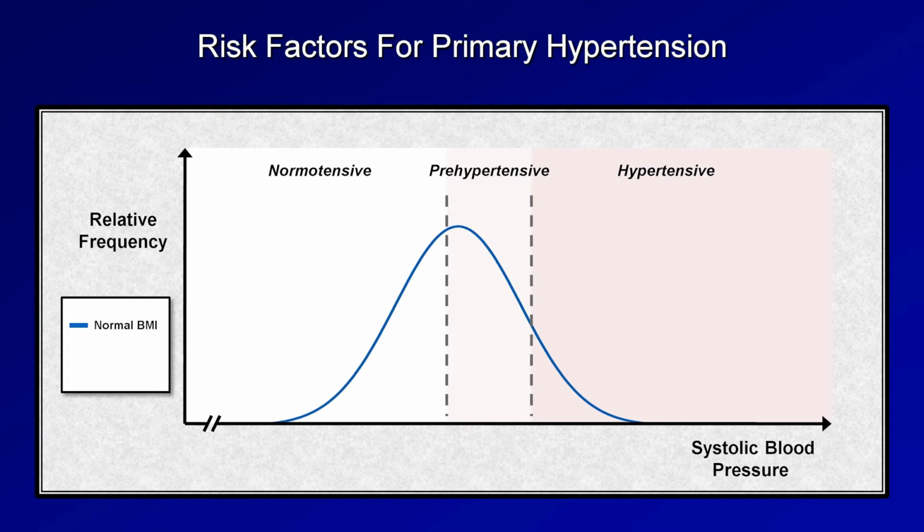Then look at the distribution of adults who are obese. It's still a nice bell-shaped curve, but shifted upwards a good 20 millimeters of mercury. Thus, there are still obese adults who are normotensive, but just not very many, relatively speaking.